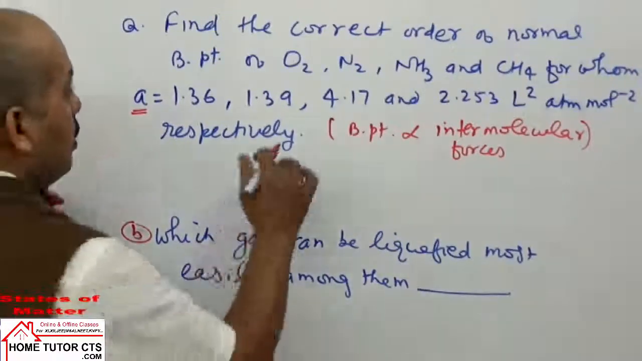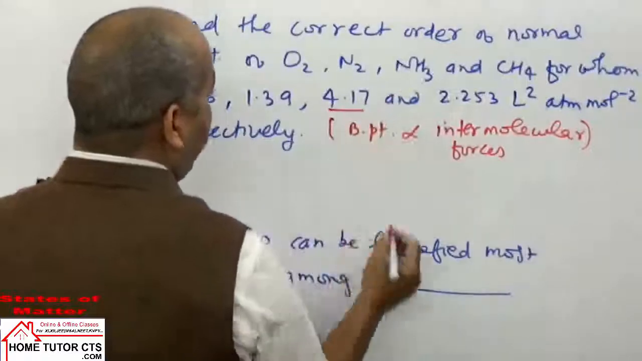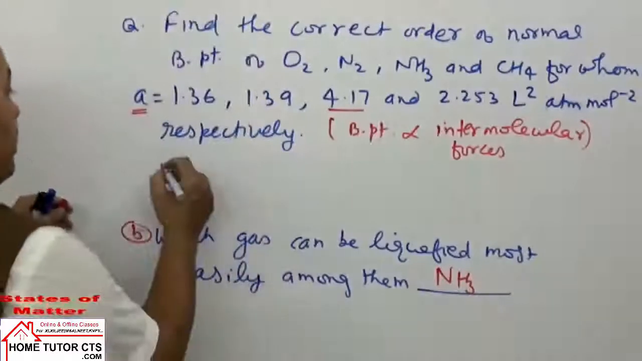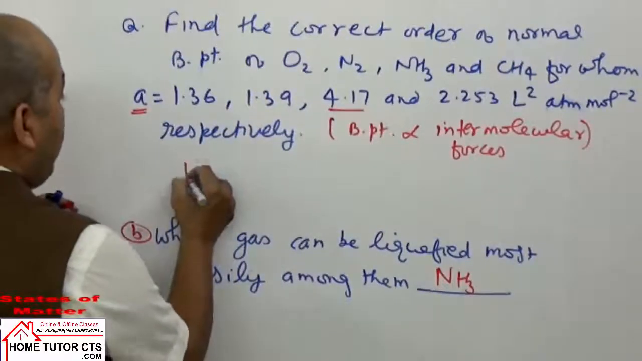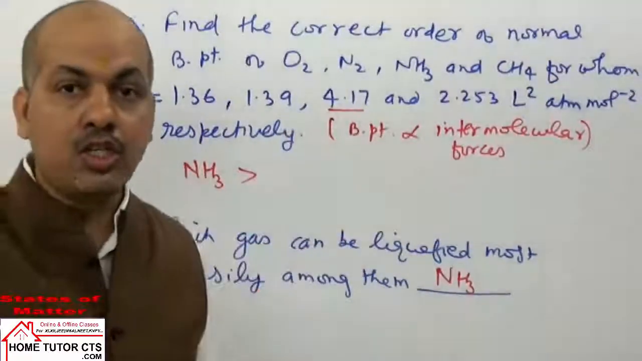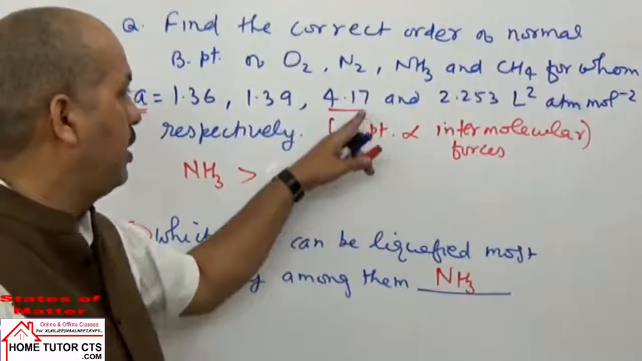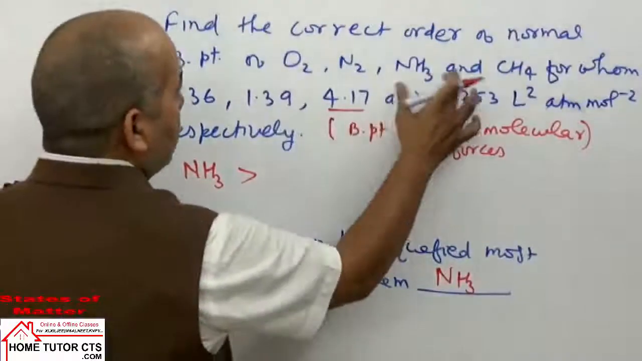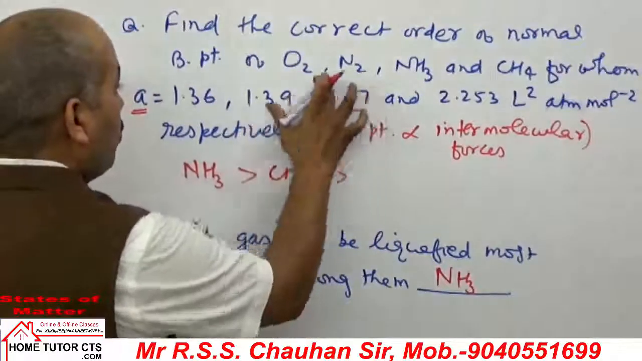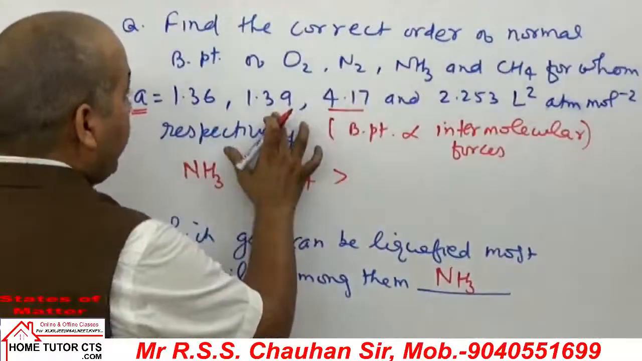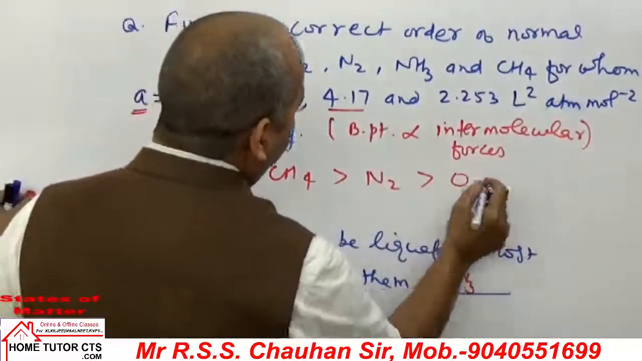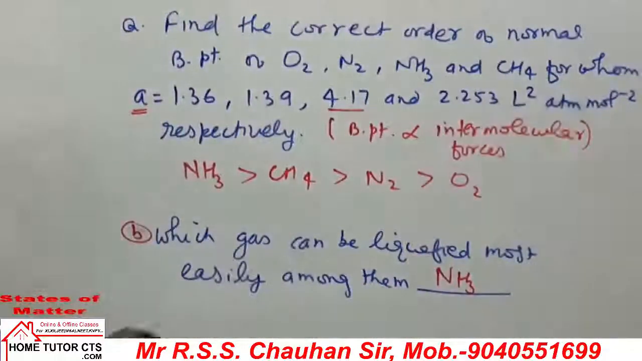So if you take the gases, ammonia has the highest value of A, so this answer will come directly, ammonia first, and then in the boiling point order, ammonia will have the highest boiling point because the value of A is highest. A higher means strong attractive forces in the molecules, and then who comes second? Last gas is CH4, and then N2 and O2. N2 has a higher value of A as compared to oxygen, so N2 is the next one, and least for O2. This becomes the order of boiling points.